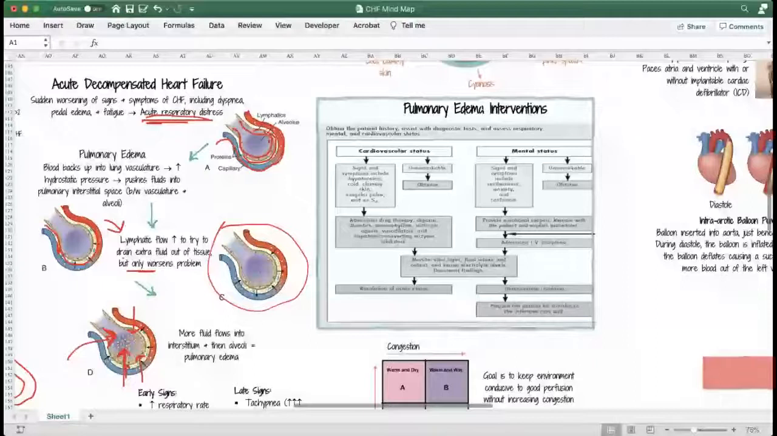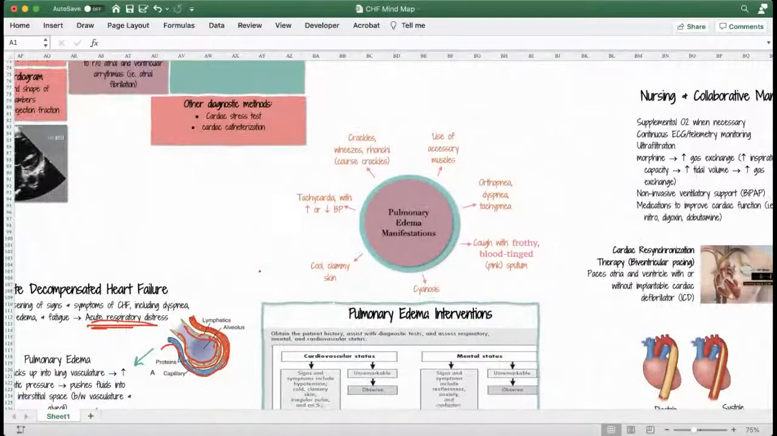I think I had some more up here. So what are your symptoms of pulmonary edema? This is the stuff we already talked about. Crackles, wheezes, rhonchi, dyspnea. Sometimes patients will use their accessory muscles, orthopnea. This is your big test hint that we're talking about pulmonary edema. If you see frothy, blood-tinged pink sputum, immediately you think pulmonary edema, okay?